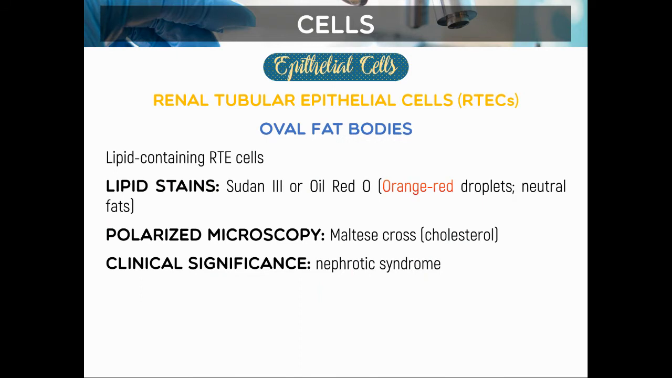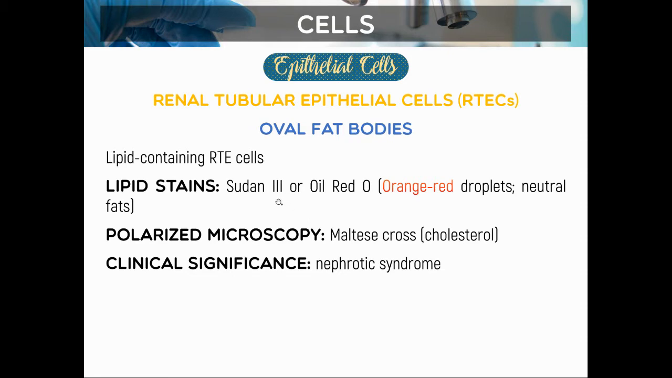And we have another type of RTEs. We have our oval fat bodies. So these are just lipid-containing RTE cells. So we have our lipid stain, Sudan 3 or oil red O. So basically, guys, we have 3 types of lipids. Take note, we have 3 types of lipids. We have triglycerides, we have cholesterol, and we have neutral fats.